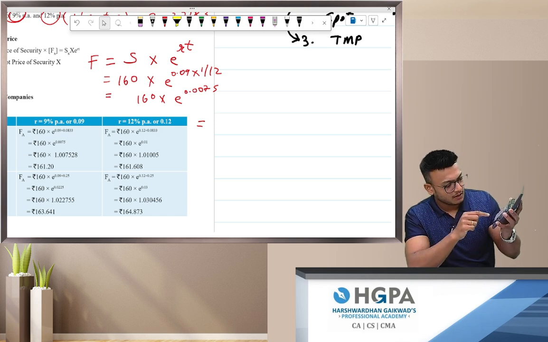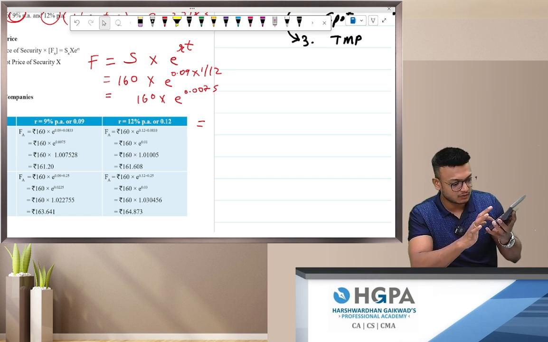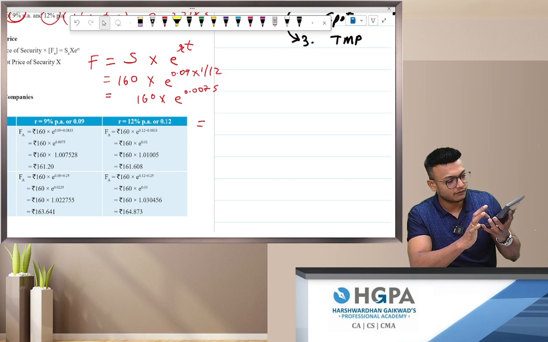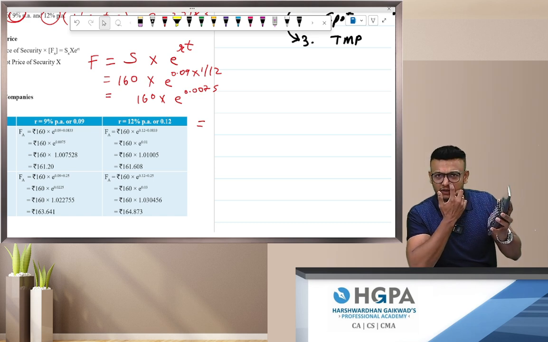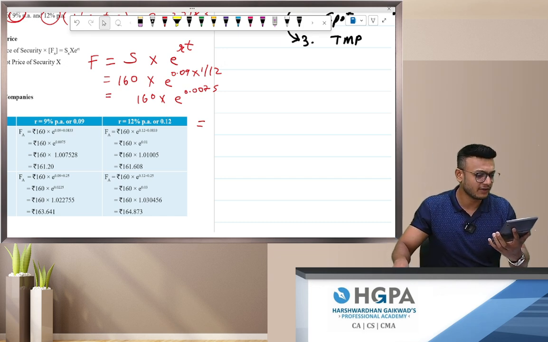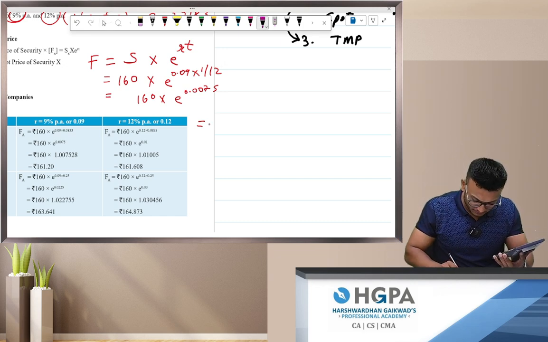0.0075 plus 1 is equal to. Now multiply, is equal to, 12 times: 1, 2, 3, 4, 5, 6, 7, 8, 9, 10, 11, and 12. You get a figure like 1.007529. I'll just write it over here.